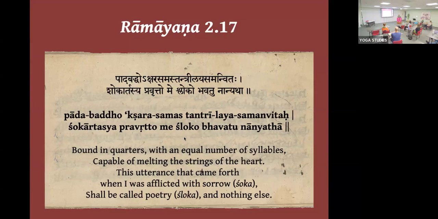And what happens after that? He says, oh, what did I just say? What just came out of my mouth? He says, this thing that just came out of my mouth, it is padabato, it is bound in quarters. Each of them have akshara sama. This is the samavritti we were talking about. They have equal number of syllables. They are capable of melting the strings of the heart, tantri laya. This is also sometimes translated as accompanied by musical instruments.